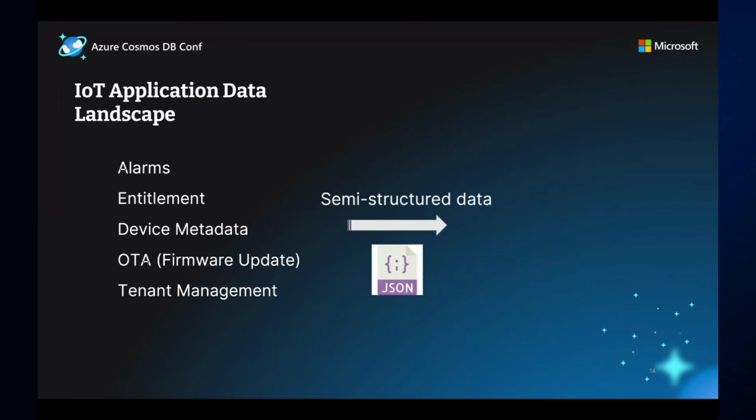Similarly, we have entitlement, which is user-based access control. The entitlement data consists of roles and permissions which are assigned to the user to perform any action. This data is again captured in a semi-structured JSON format. Similarly, we have device metadata, OTA, and tenant management data, which can be easily modeled in a NoSQL document. All the above data models have similar data requirements and can be stored in Cosmos DB seamlessly. But the time series data is a little different and has a different set of requirements.